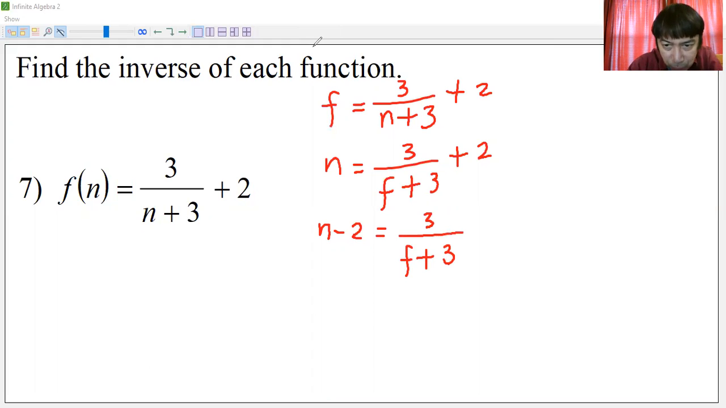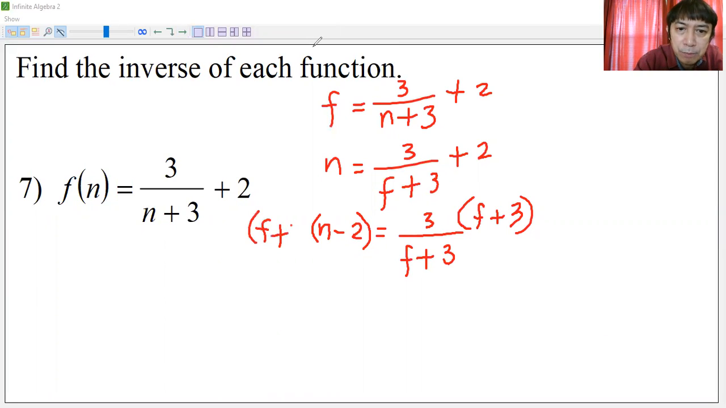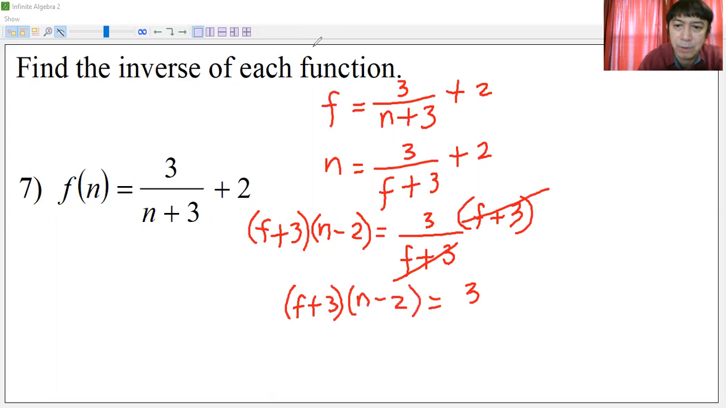So we introduce f plus 3 here by way of multiplication. The quantity at the left, we also multiply by f plus 3. This divides by this, so the right side will just be 3, and the left side will be a product of f plus 3 and n minus 2.